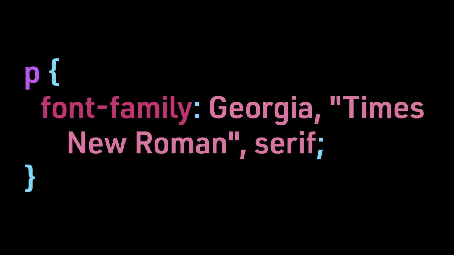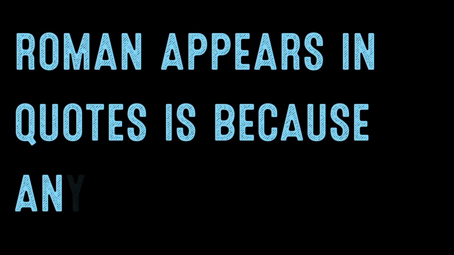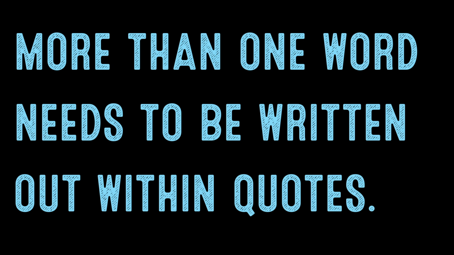Paragraph text, font-family: Georgia, "Times New Roman", serif. In this example, paragraph text will be displayed in Georgia. If that is unavailable, the text will display in Times New Roman. And finally, if that is not available, it will choose any serif font on the system. We should make note that the reason the font Times New Roman appears in quotes is because any font name with more than one word needs to be written out within quotes.